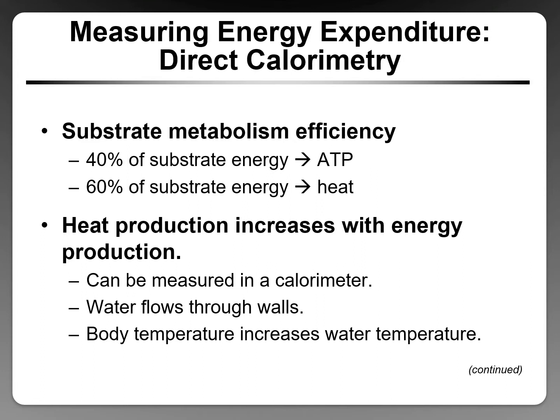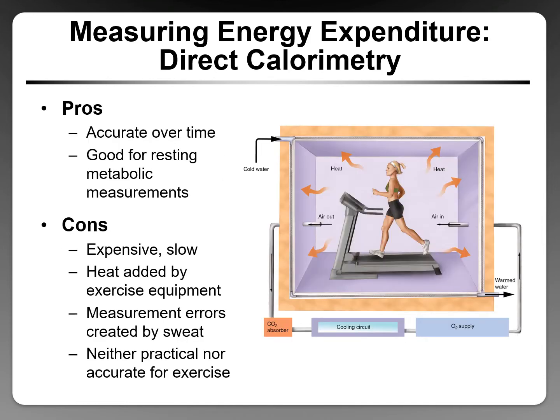We do this through a very fancy, literal room where we run some water through some walls, and then we use the body temperature to increase the water temperature. So a direct calorimetry room actually looks like this. When people do direct calorimetry studies, they actually live in this room, they eat in this room, they exercise in this room. So the pros of using direct calorimetry is it is incredibly accurate, and it's really good for giving us robust metabolic measurements.